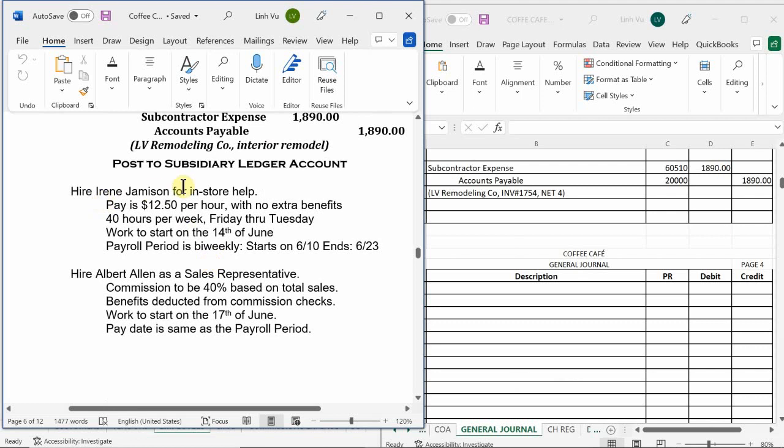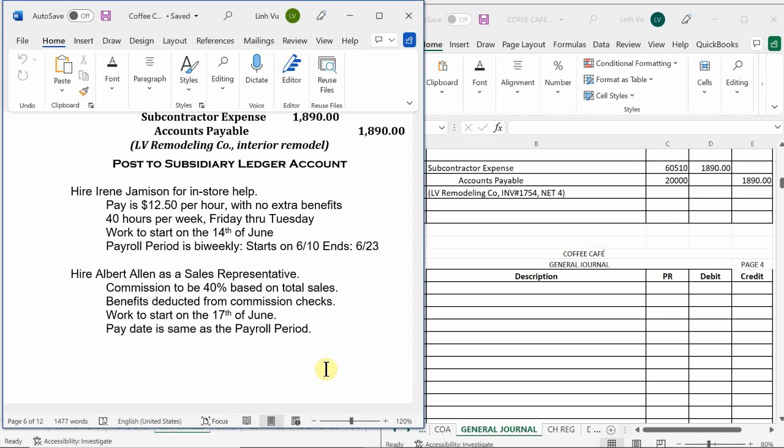Not only did we hire Irene, we also ended up hiring Albert Allen as a sales representative. Now this guy only earns money based on commissions, which is going to be 40% of his total sales. So he's going to be an independent contractor, a 1099 worker. His benefits are deducted from his commissions, which we don't give any benefits for this guy. And of course, he's scheduled to work on the 17th of June.